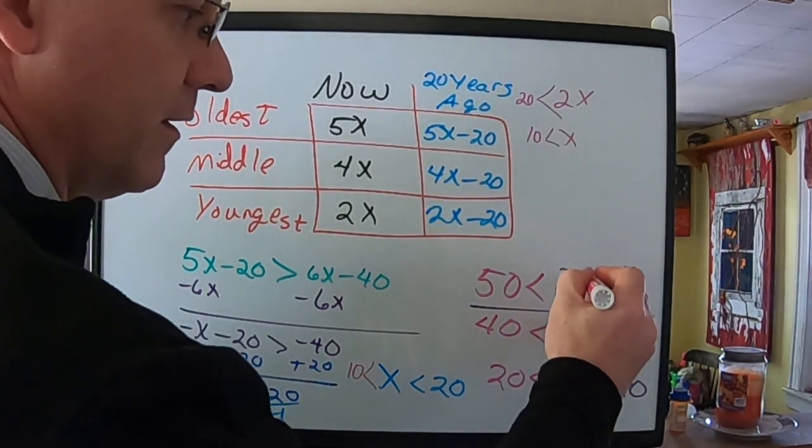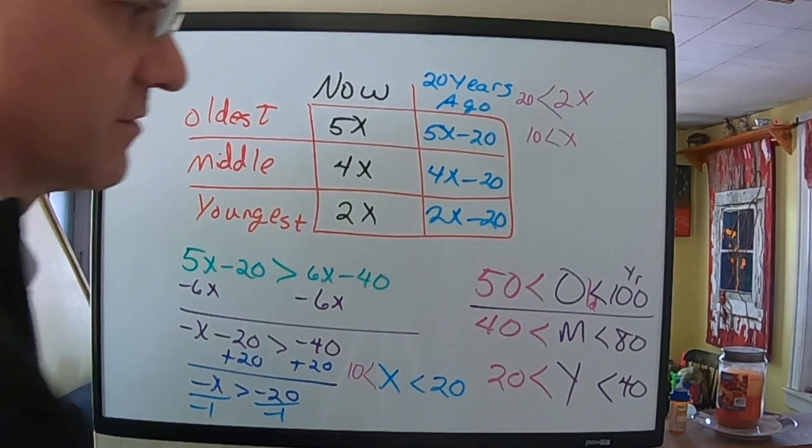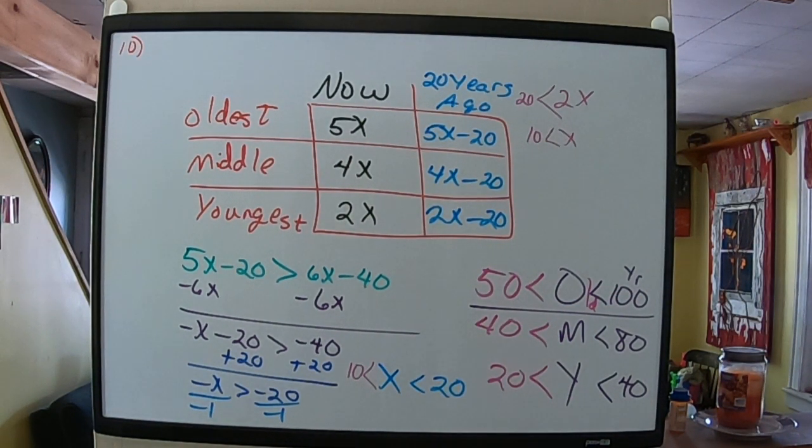That's OLD, oldest. All right. The oldest has to be between 50 and 100. All right, that is it.